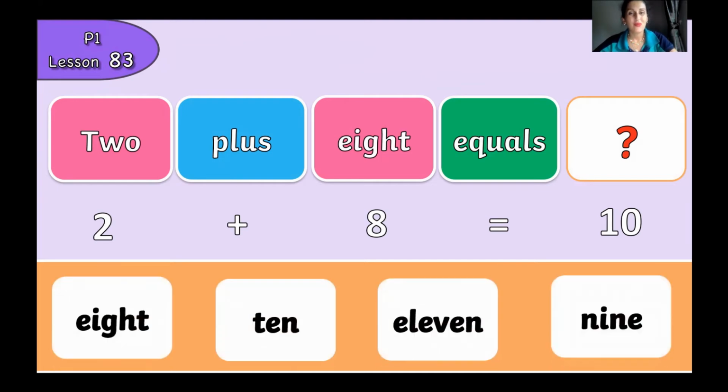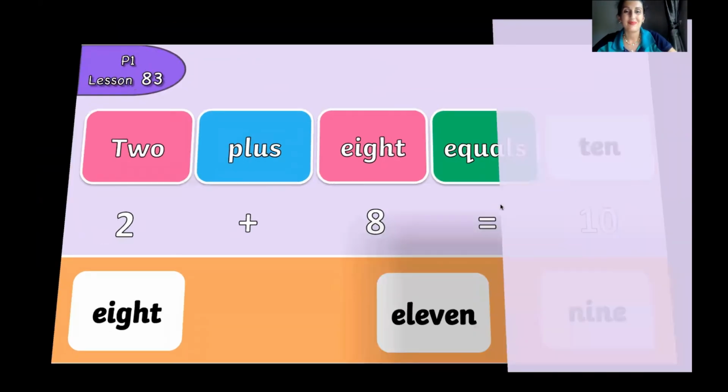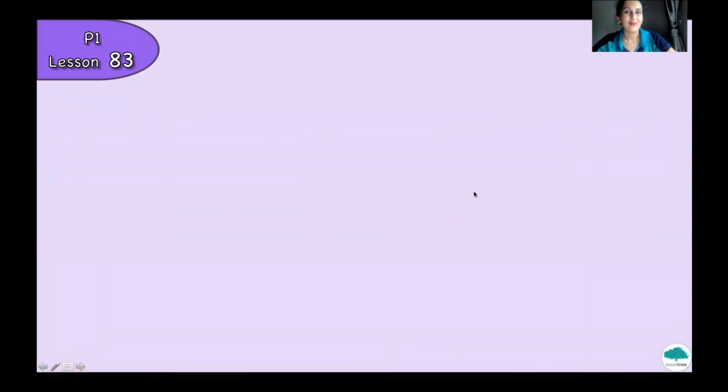There are 4 answers. Let's have a look. 8, 10, 11, and 9. So you can see the symbol of the number 10. But do you remember how to spell it? So what do you want to choose? 8, 10, 11, or 9? 10. Yes, very good. T-E-N. That's correct.